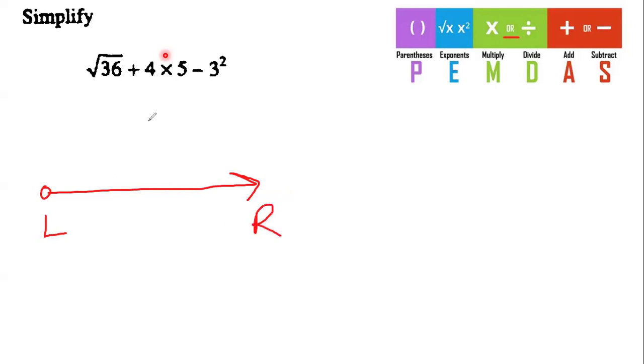But in our question, do we have division? No, we do not have division. So since we do not have division, that means we can go straight ahead and multiply.